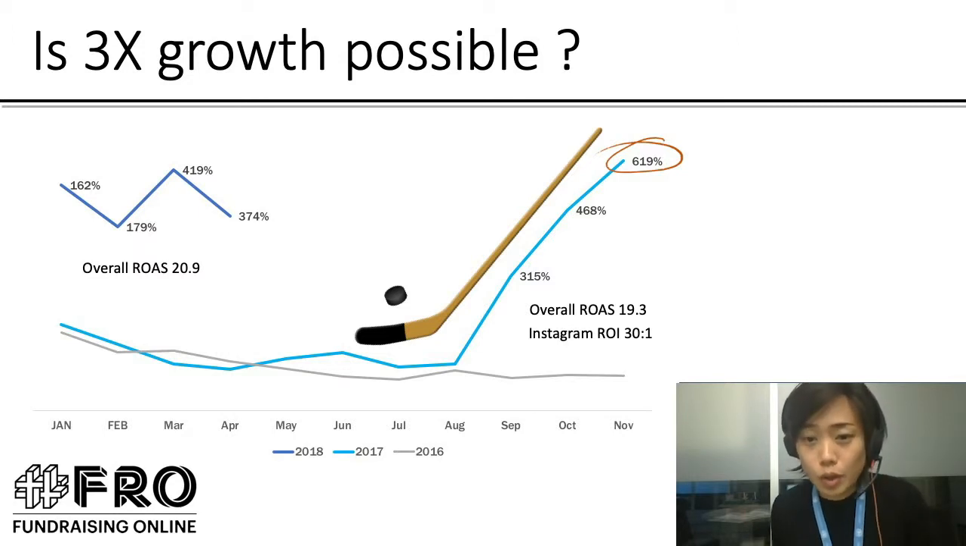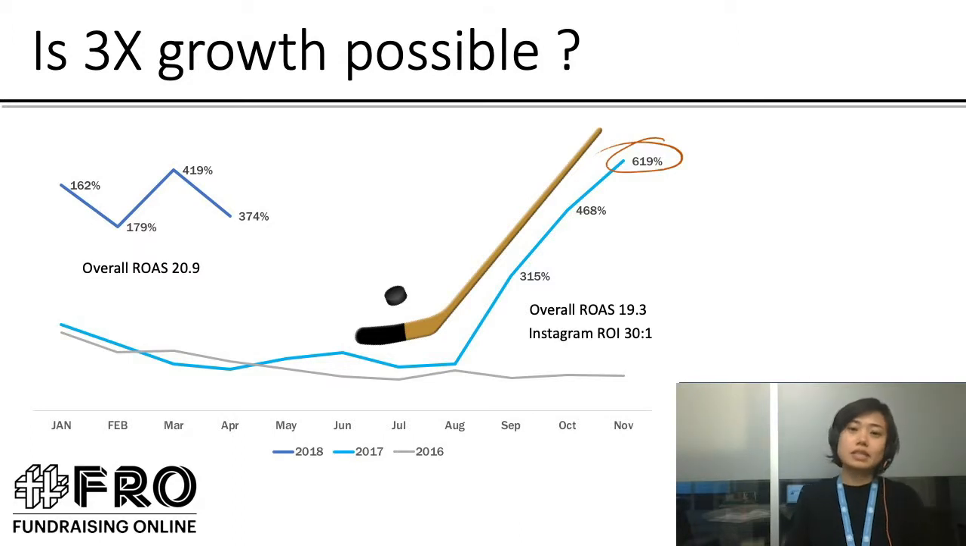The blue graph in 2017, at one point in November, shows 690% more donors recruited compared to the same period last year. And surprisingly, the overall return on ad spend was almost 19. How did they do this?